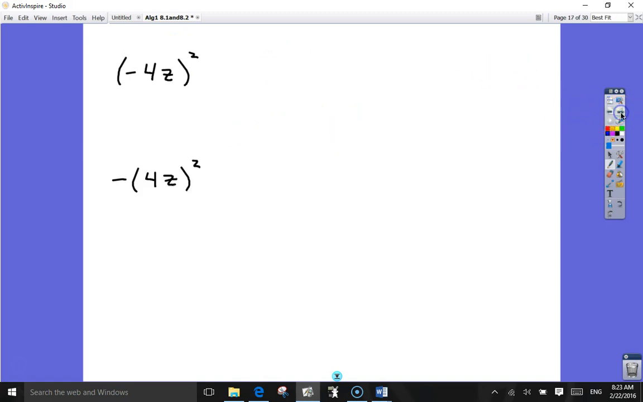Good stuff. Okay, how about these two? Is that supposed to be a U-chart? No, this is not supposed to be a U-chart. What do you think the first one would equal? Okay, and what does negative 4 squared equal? Simplify the negative 4 squared.